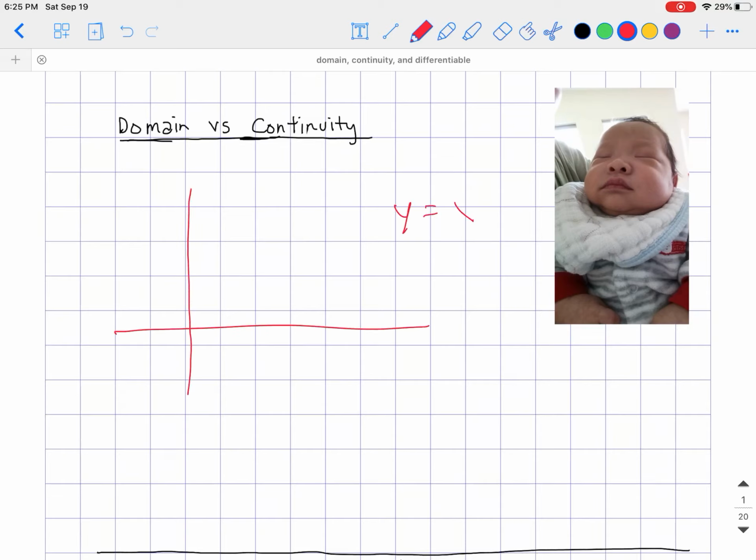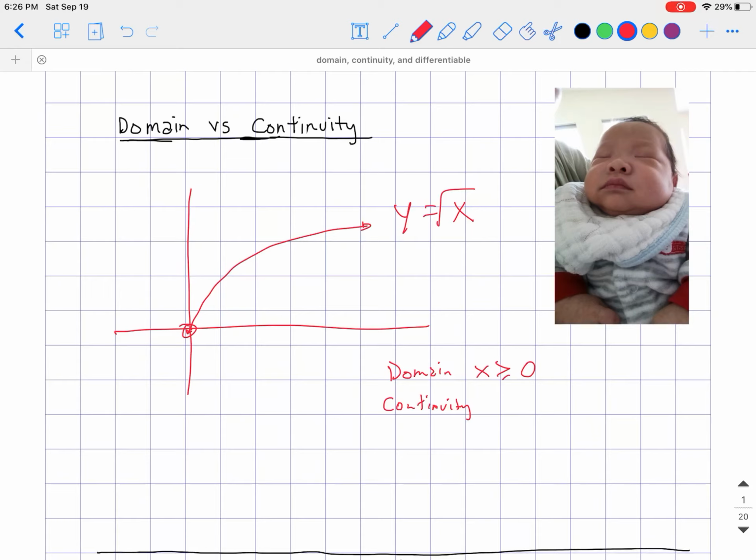Let's say that we have y is equal to the square root of x. Now, the graph of it looks something like this, and we can say that the domain is going to be for x that is greater than or equal to 0. But in terms of continuity, that's a little bit different, because it is actually not continuous at x equals 0. The reason for that is there's no limit on the left-hand side.